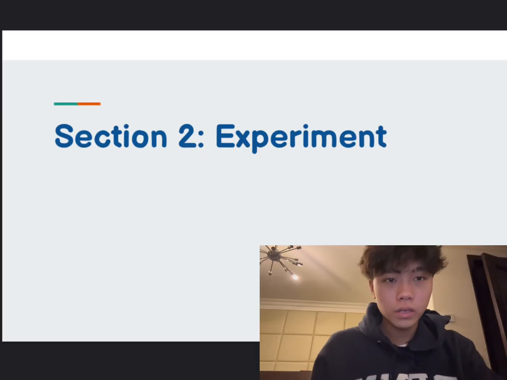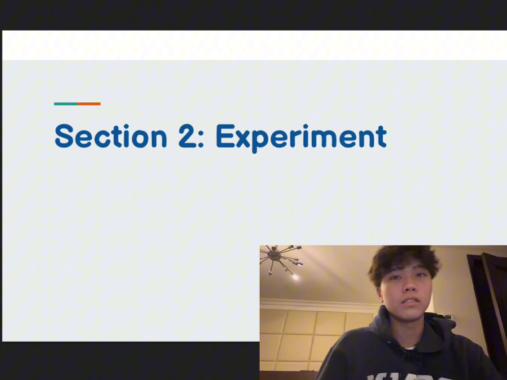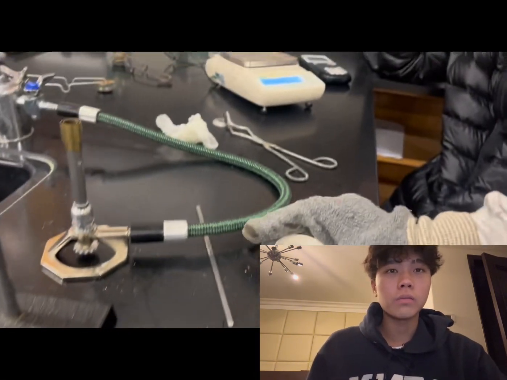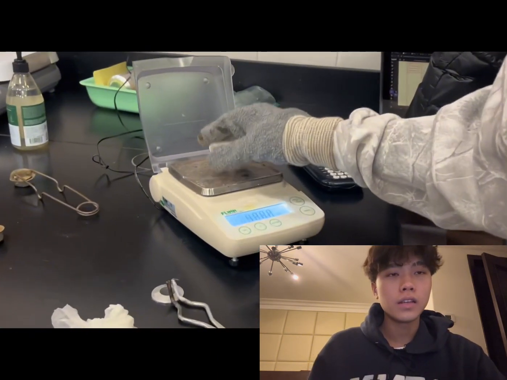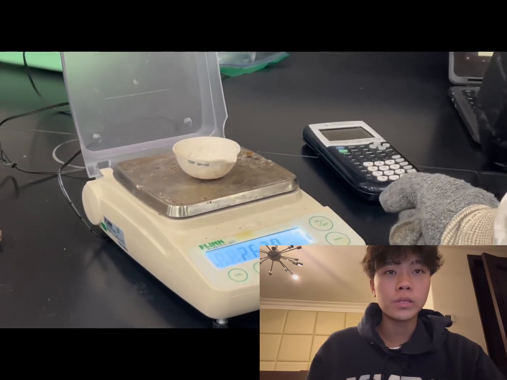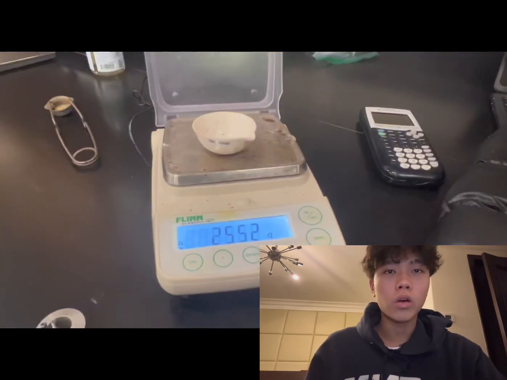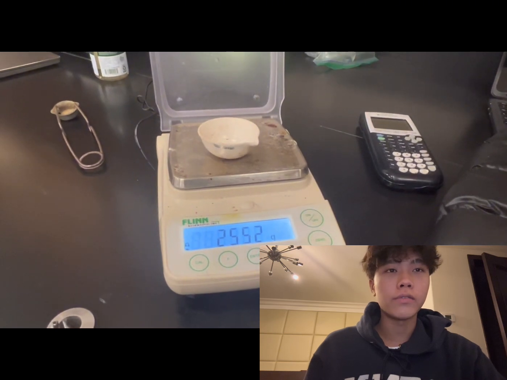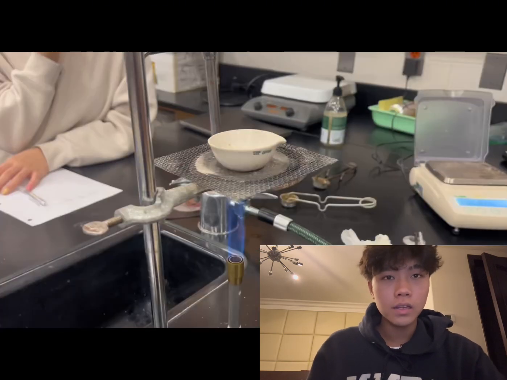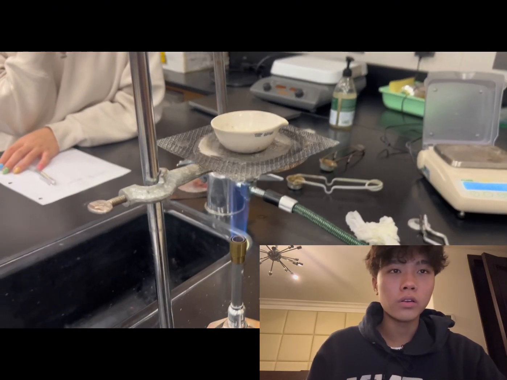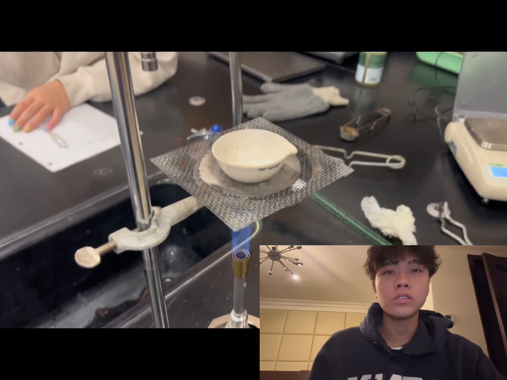Hi, my name is Auther, and I'll be going over section 2, which is the experiment. So we started by measuring how much the hydrate weighed before and after heating, and we did this by finding the weight of the empty crucible and then subtracting it from the total weight. Heating the hydrate made the water evaporate, and then we used the weight change to figure out how much water was in it. With this data, we could calculate the percent water and figure out what our unknown hydrate was.